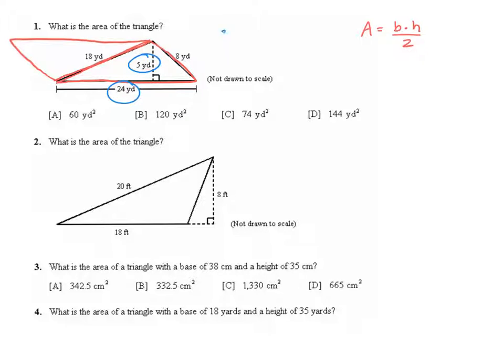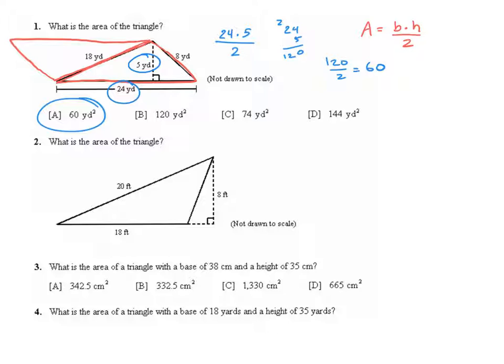To finish this problem, we're going to do 24 times 5 and then divide that by 2. 24 times 5 is 120, and then 120 divided by 2 is 60. Because this is area, we're going to use square units, so this will be 60 square yards. Because multiplication is associative, we could have done 1/2 times 24 and gotten 12 and then multiplied by 5, which would have gotten us 60 as well.